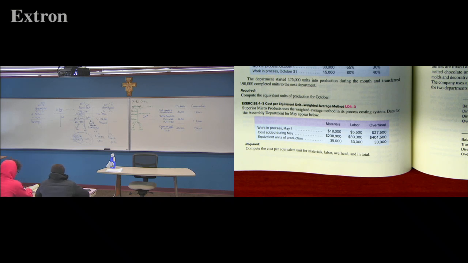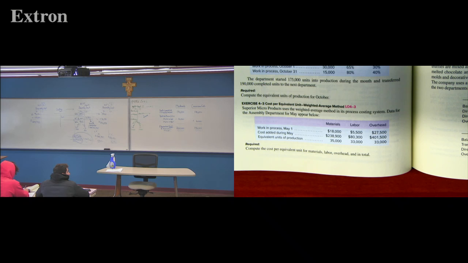Okay? All right, so look. Work in process for materials, May 1st. Cost added during production. They give you the equivalent units of production. What we just did up there in exercise 2 was already done for us in exercise 3. You don't have to do it. Here's the beginning work in process for labor, cost added. Here's the equivalent units of production.